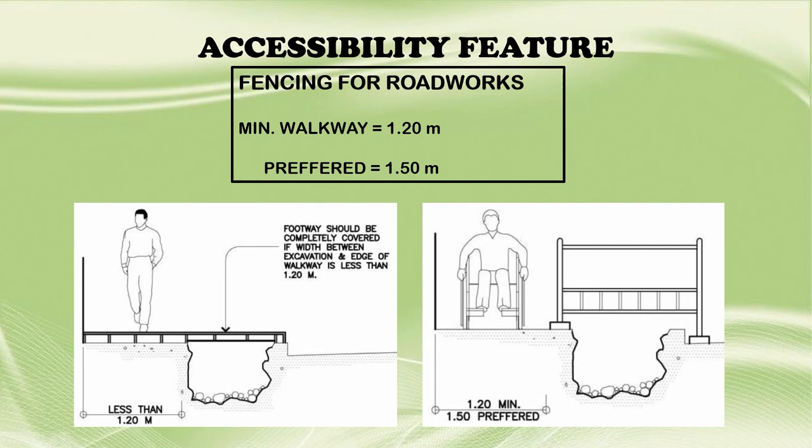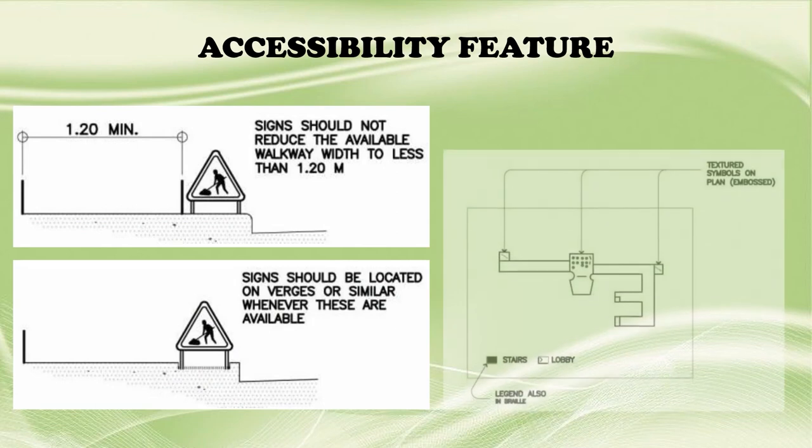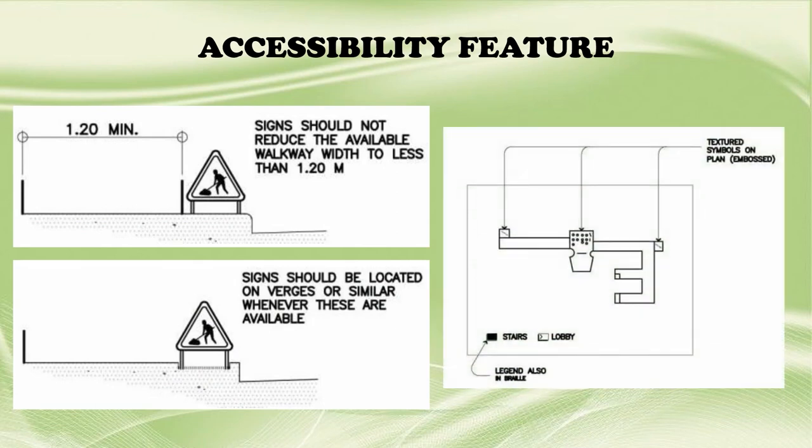Minimum walkway, 1.2 meters. Preferred, 1.5 meters. Signs should not reduce the available walkway width to less than 1.2 meters. Signs should be located on verges or similar whenever these are available. Textured symbols on plan.